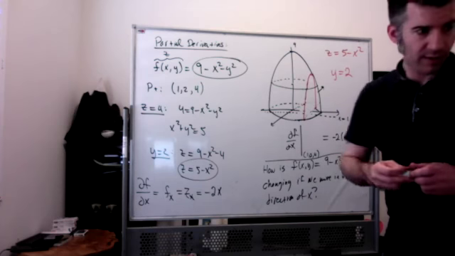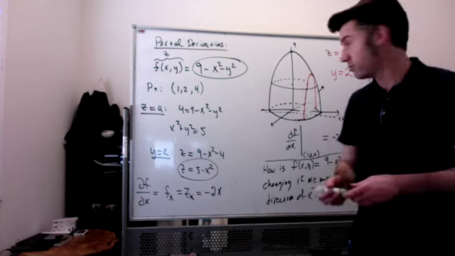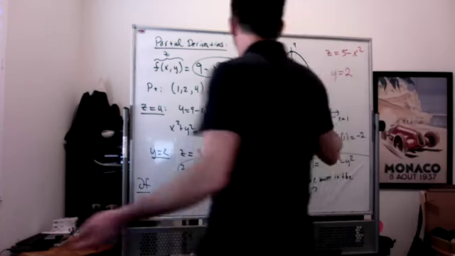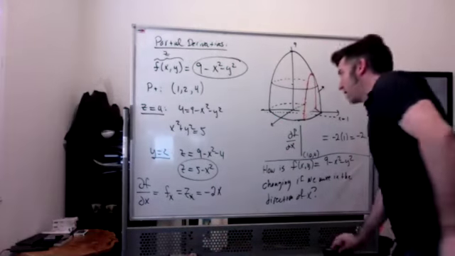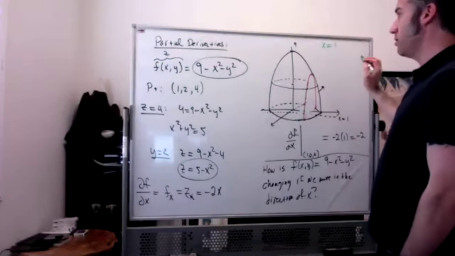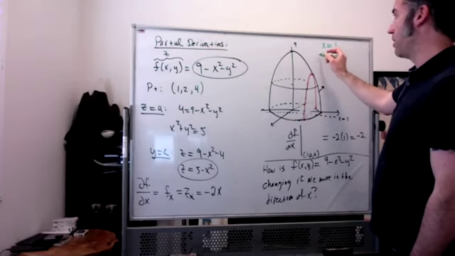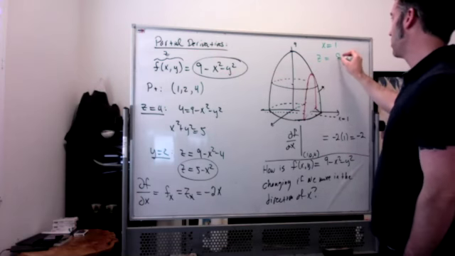On the other hand, if I were to hold x constant, do I have enough room? Maybe. Sure, let's hold x constant. So again, we're at this point 1, 2, 4. So that means now we're holding x equal to 1, and we're going to get z equal to 9 minus 1 minus y squared.